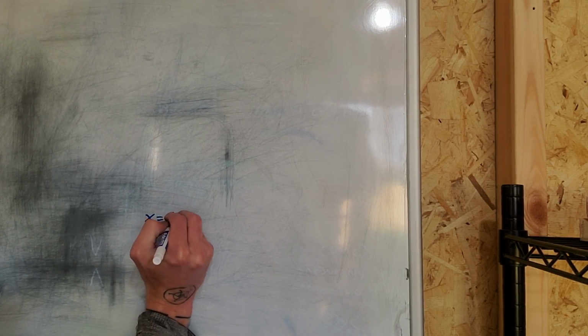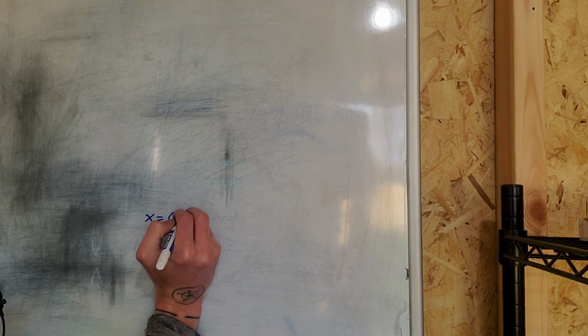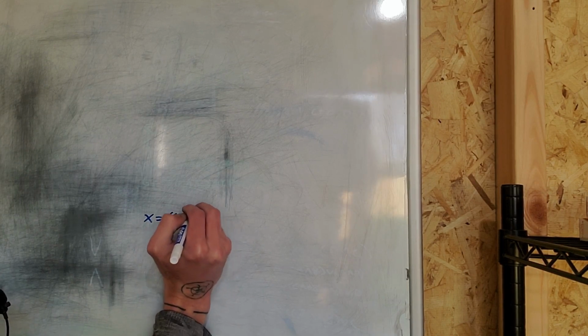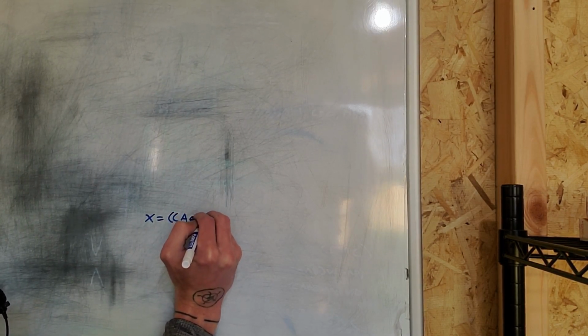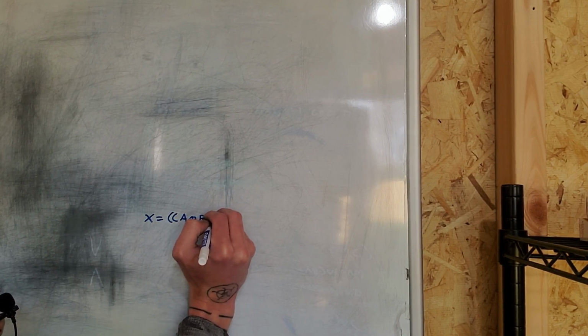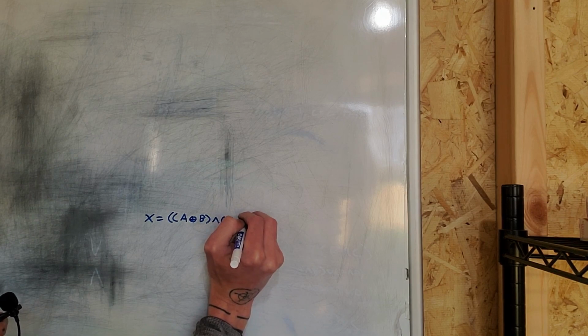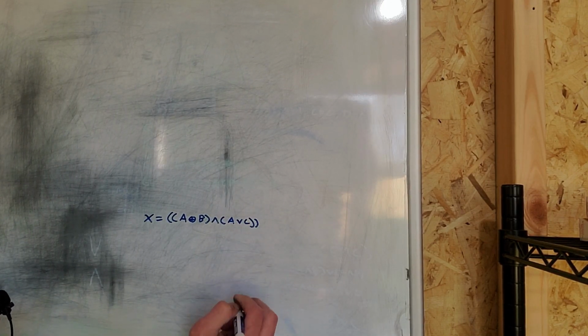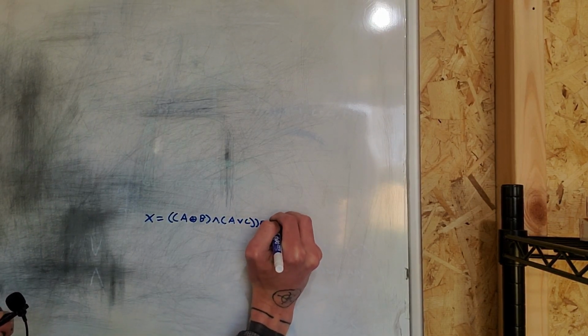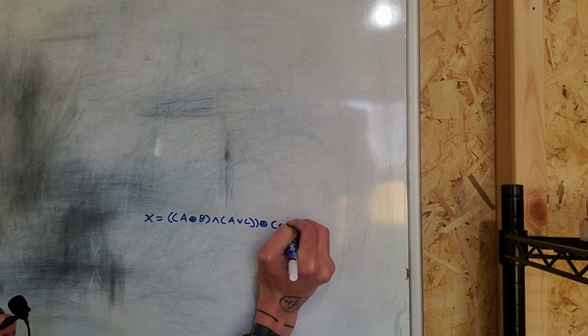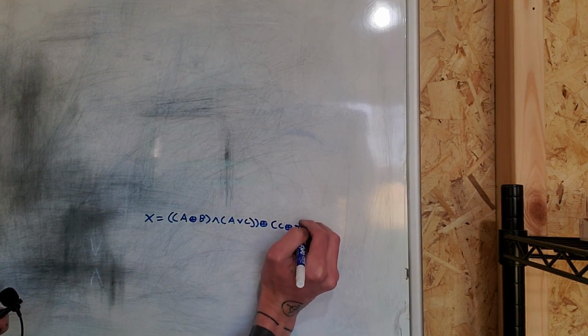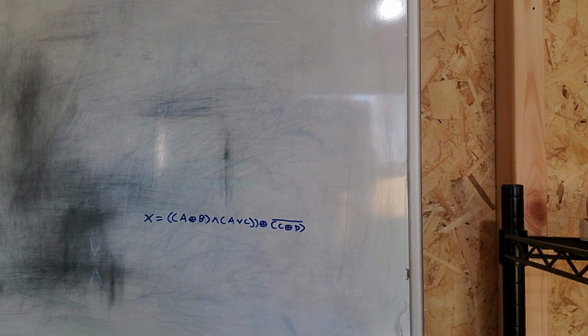So I'm just going to write a random equation. X equals A XOR B and A or C, XOR C XNOR D. All right, so we have our equation here. So how do we draw this into an actual circuit?